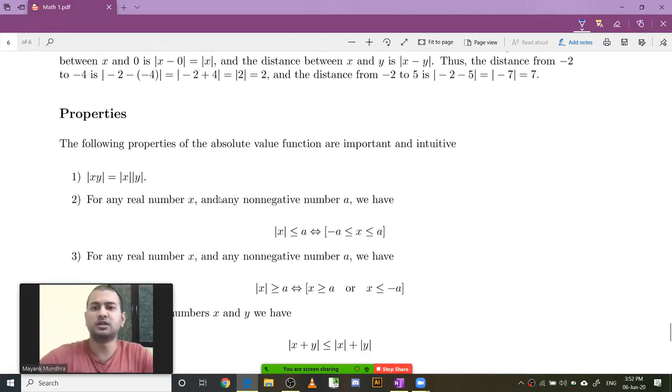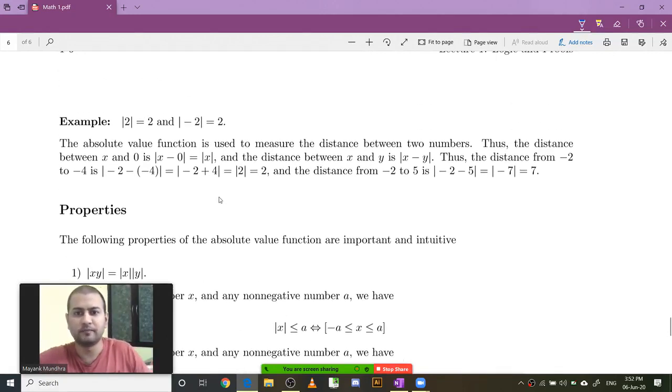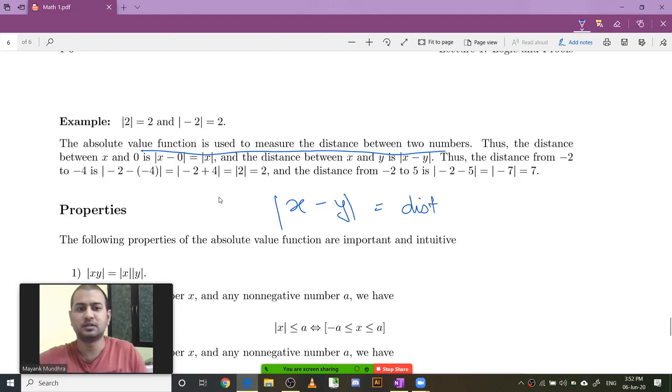All right, now certain properties. Okay, before that, the modulus function or absolute function is used to measure the distance between two numbers. So if you have any 2 points x and y, mod of x minus y is basically the distance between x and y. Okay, so mod of x minus 0, which is mod x, is nothing but the distance between x and the origin.